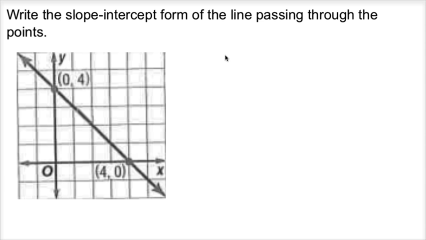So again, I'm going to start with my slope-intercept form. Y equals mx plus b. Again, we're going to substitute in for m, my slope, and b, my y-intercept. B is a nice, easy point to find. What is my y-intercept? 4. Thank you. So b is 4. Beautiful. Now let's find my slope, m.